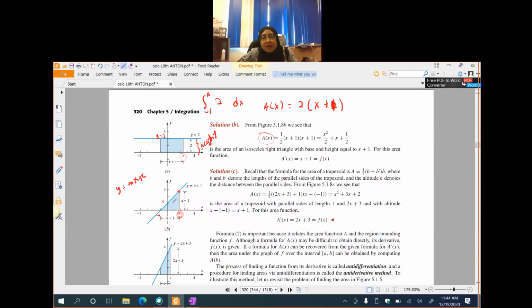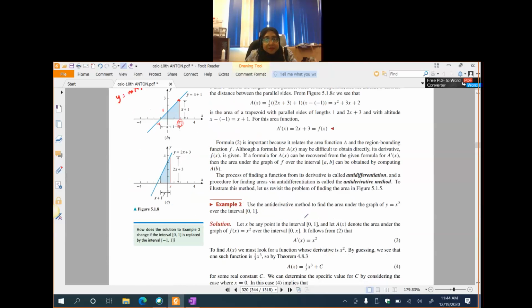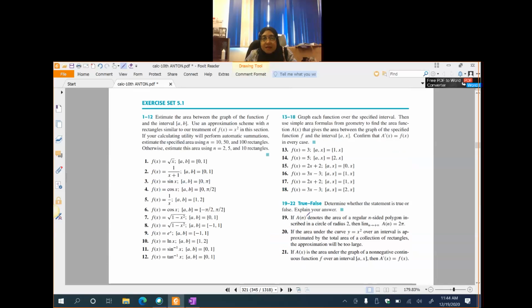So the formula will be A(x) equal to 1/2 multiplied with the base, which is x plus 1, multiplied with the height, which is x plus 1. Simplifying this, you get x squared over 2 plus x plus 1/2. If you differentiate, you will get x plus 1, which is the original function f(x). For questions C and D, I think you can do it at home. I think that's it.